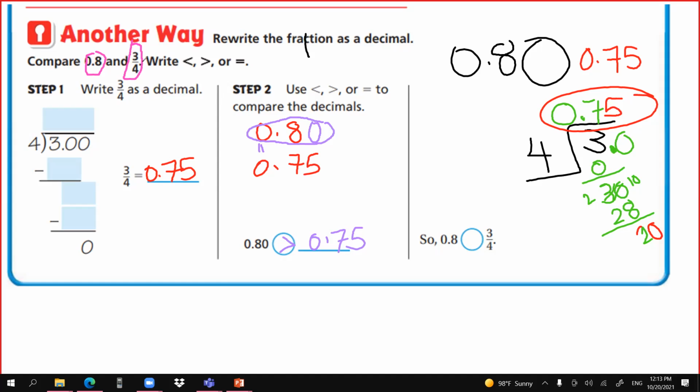Here, I told you now 3/4. Okay, I will repeat from the beginning. Here, what do we have? We have 0.8 and 3/4. And as you see, one is a fraction and one is a decimal.